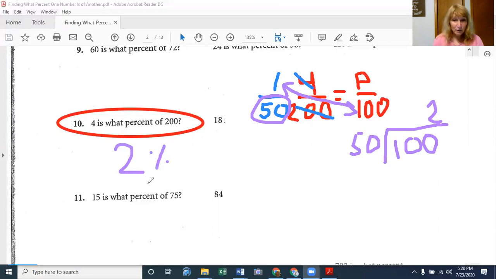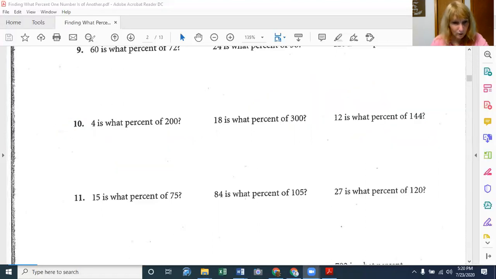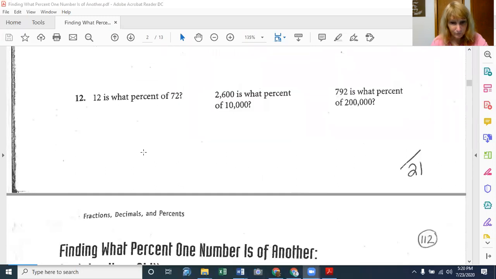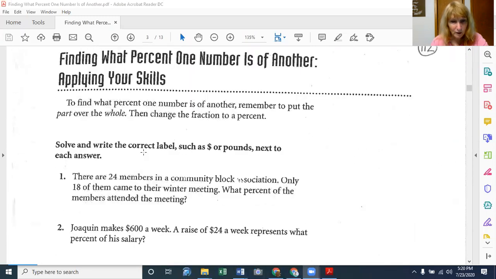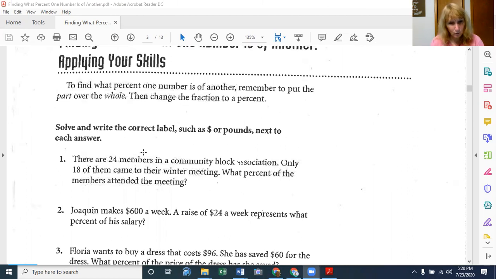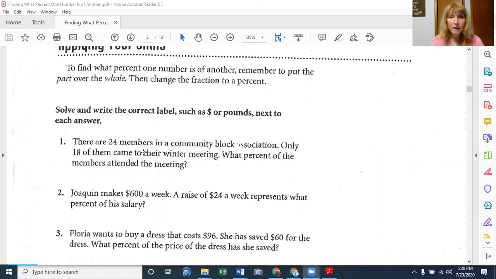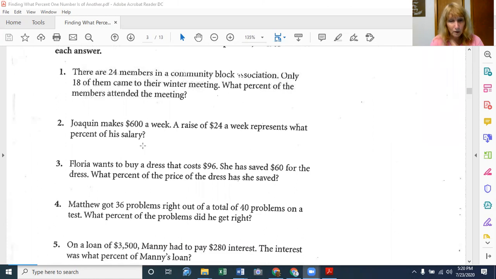Okay? All right, we'll get to practice that a little bit more further down with some word problems. So let's clear. Scroll down a little bit. Finding what percent one number is of another, applying your skills. Okay, now we get to do this with word problems. This is where I said that it's better to think of it as part over whole equals part over whole. So the is over of isn't really going to work because you're not really seeing the word is and the word of in the word problem.